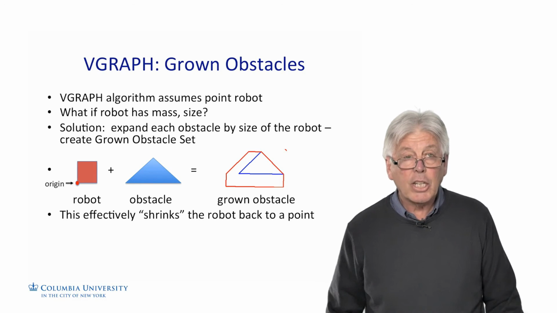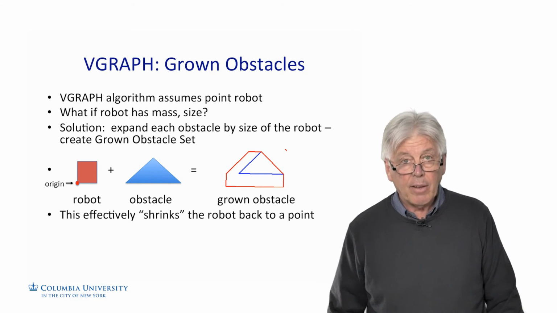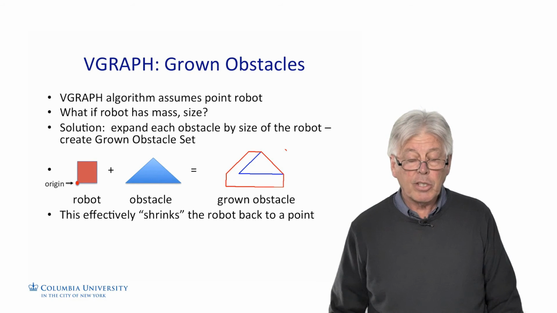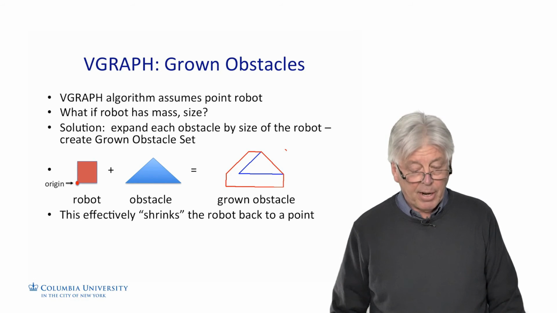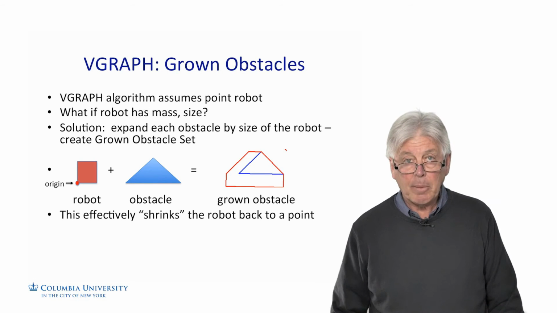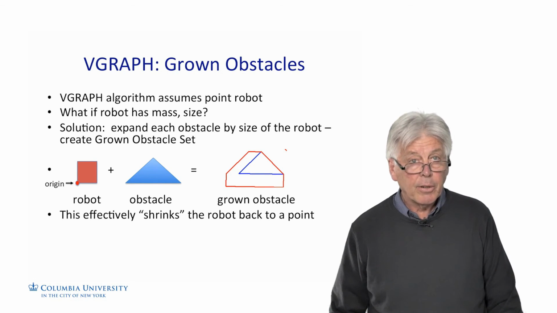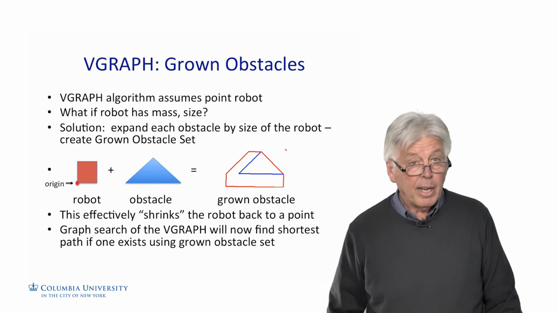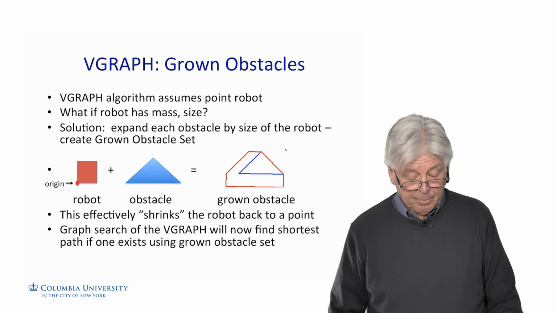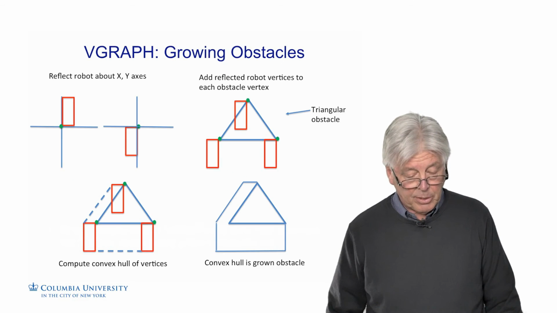And effectively, it's shrinking the robot back to a single point. Once we do that, then we can go back and use what we just did before, which is the traditional visibility graph search, to find a path. And that will be a safe path because we're using obstacles which are bigger than they were before, grown by the size of the robot. So the graph search will now find the shortest path, and it may not be a path, it may be blocked using the grown obstacle set.